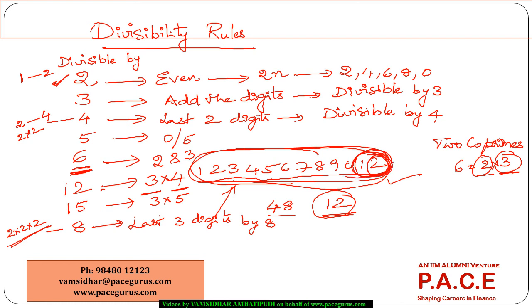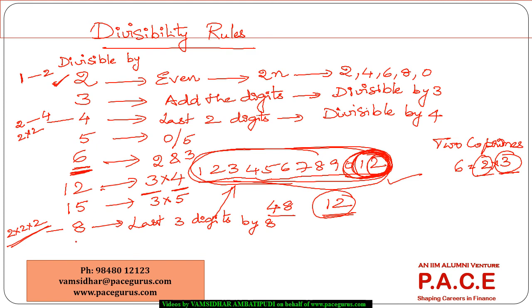In this case, the last three digits are 0, 1, 2, which is 12. 12 is not divisible by 8. So obviously this entire big number is not divisible by 8. Especially for divisibility by 8, because I can write it as 2 into 2 into 2, I'm only looking at whether the last three digits are divisible by 8; then the whole number is divisible by 8.